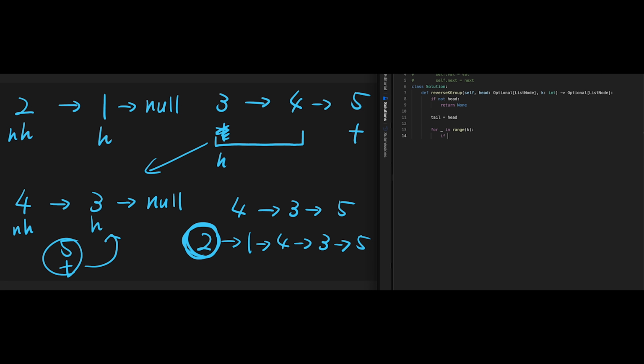in the for loop, if not tail, that means we reach the end of the linked list. In that case, just return the current head. If not the case, we move tail to next. So tail equal tail.next. And then now we have the node which is K steps ahead.